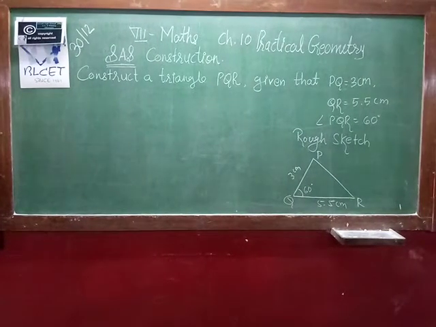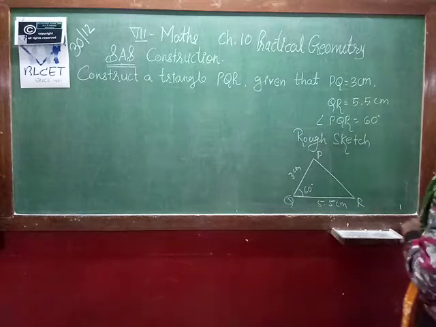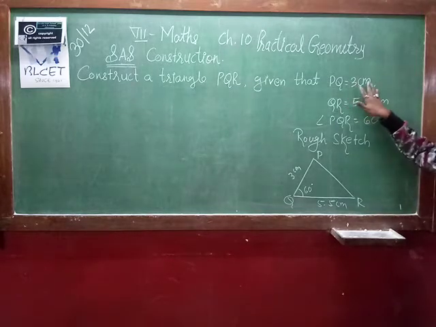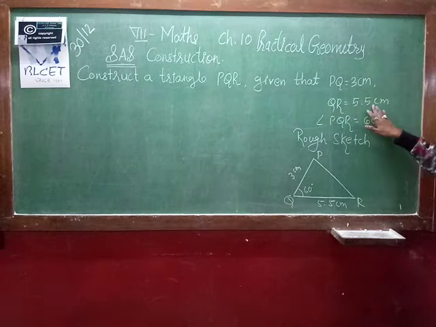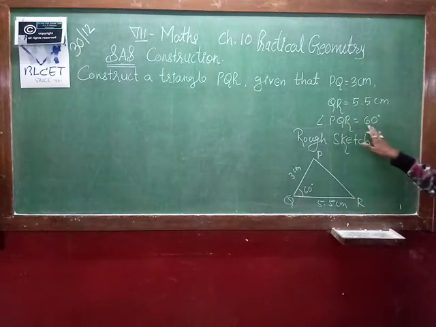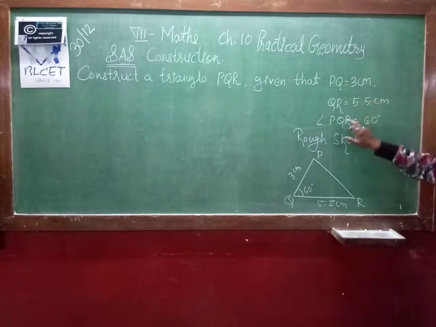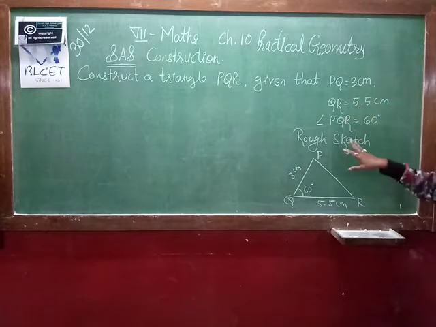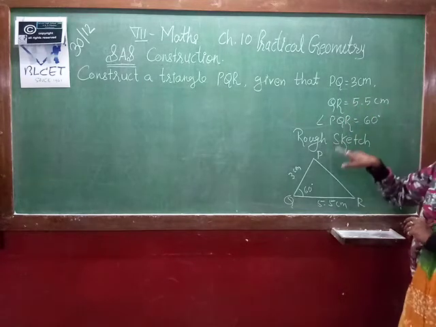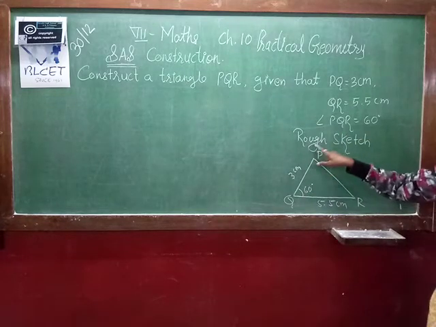Now we will do the construction of a triangle on the basis of side angle side criteria, in which what is given? You are given PQ is equal to 3 cm, QR is equal to 5.5 cm and angle PQR is equal to 60 degree. Side angle side.